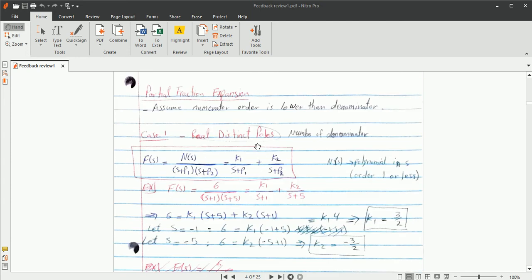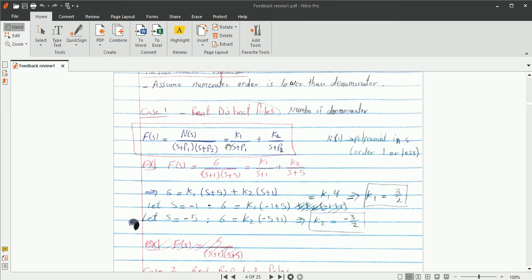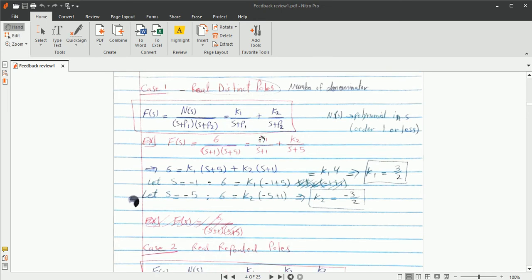Now we will discuss further about control systems. In the last lecture we discussed the poles, types of poles, like real distinct poles. This is how you will separate it into the partial fractions. If you get the transfer function like this, then you will separate it like this into the partial fractions, and then you will take the inverse Laplace.